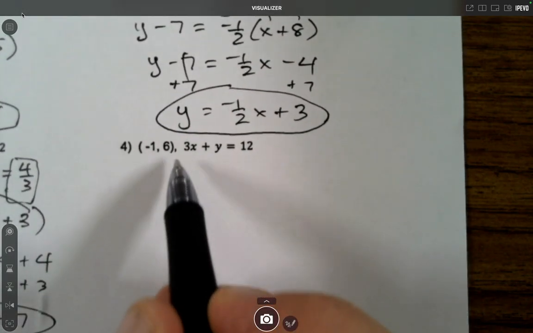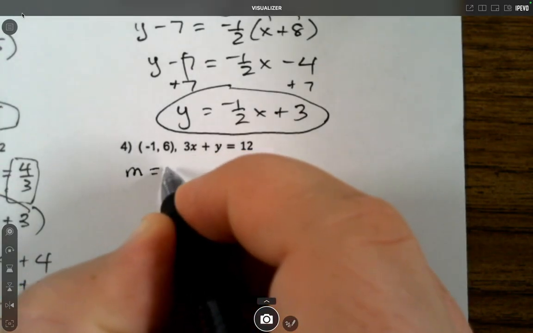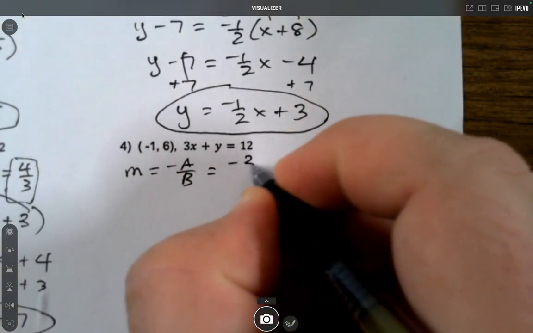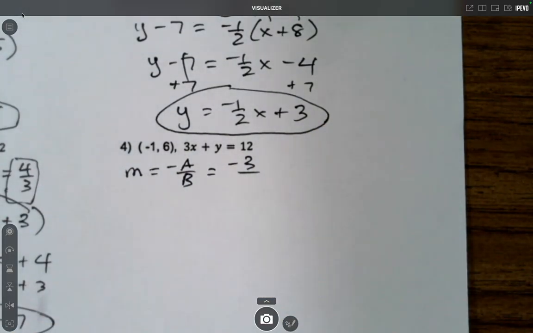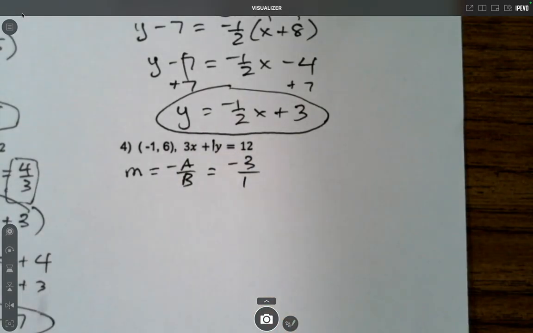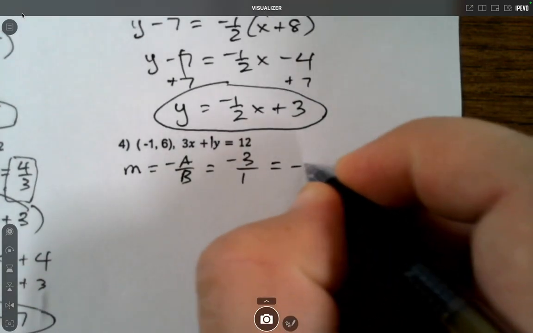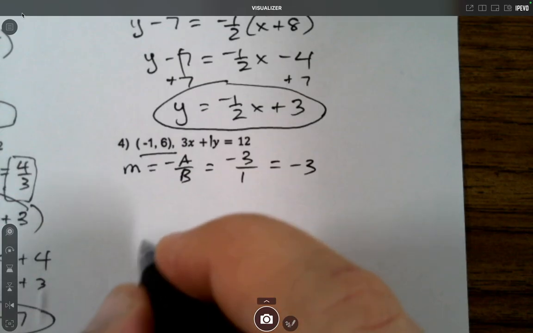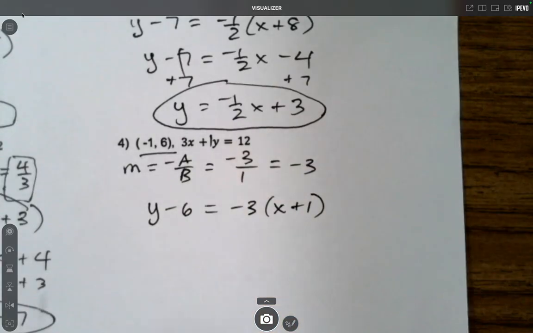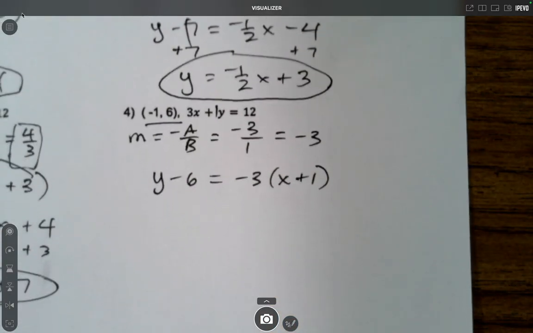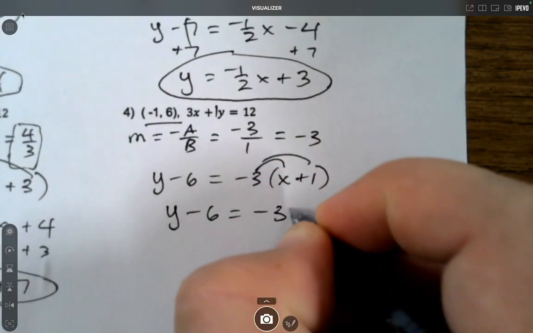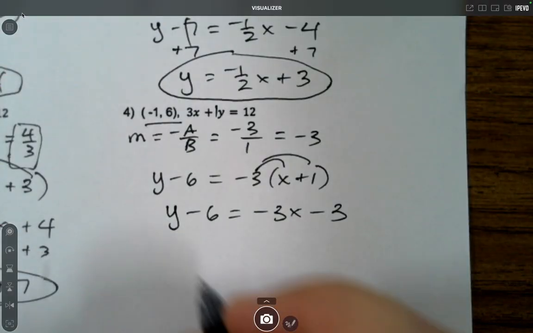Okay, on number 4, they gave it to us in standard form. So remember, we can use the trick where we do negative a over b. So we do negative 3, because it's positive 3, but we change the sign, over 1, because the understood coefficient in front of y is 1. So our slope is negative 3, and we're using the point negative 1, 6. So I'll do y minus 6 equals negative 3 times x plus 1, because minus the negative 1 is the same as plus 1. We distribute the negative 3 and add 6 to both sides.